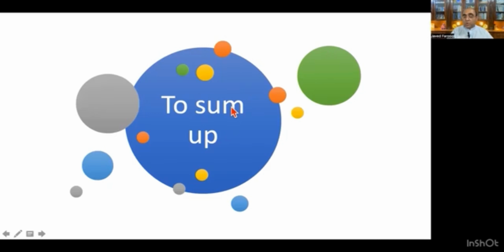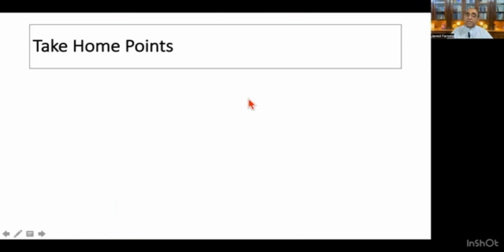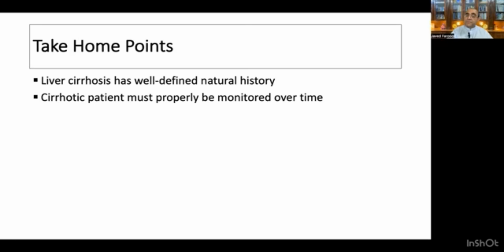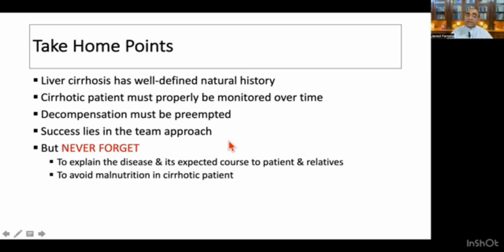So to sum up the whole discussion, the cirrhotic patient is a very delicate creature. We need to give very special attention to them. This is very, very important, that they need very special care. Liver cirrhosis has a well-defined natural history. A cirrhotic patient must be properly monitored over time. This is very, very important. The decompensation must be preempted, and success lies in the team approach. And never forget to explain the disease and its expected course to the patient and relatives.